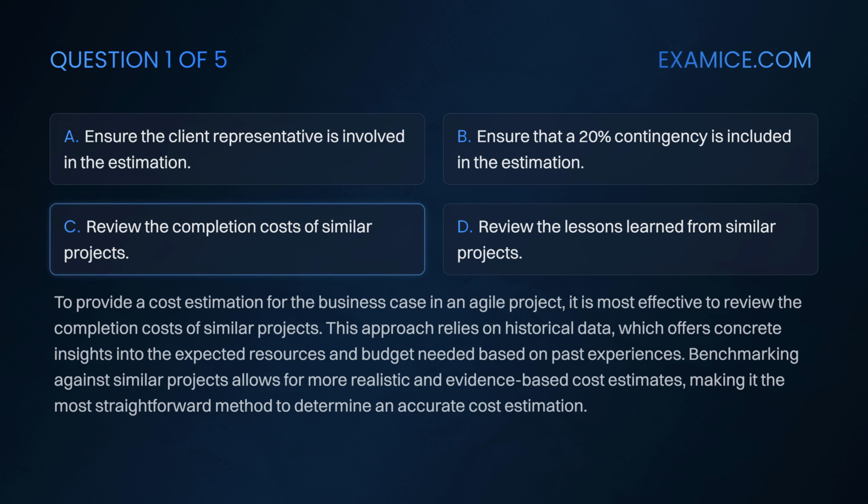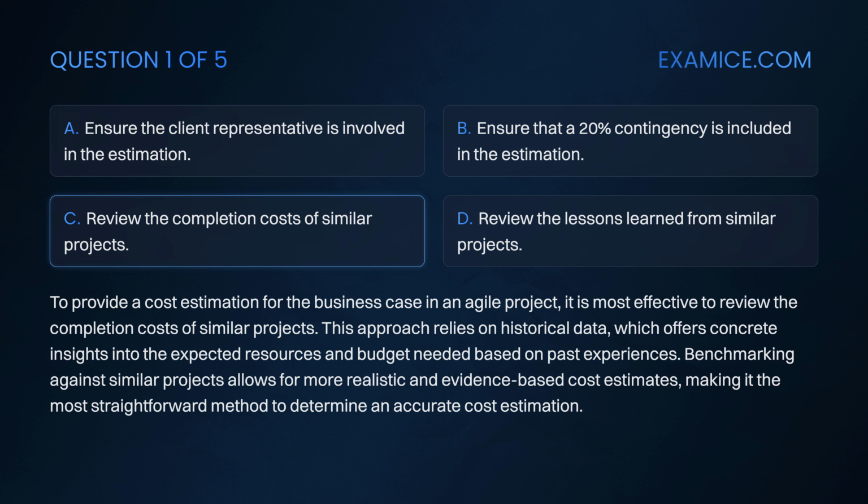To provide a cost estimation for the business case in an agile project, it is most effective to review the completion costs of similar projects. This approach relies on historical data, which offers concrete insights into the expected resources and budget needed based on past experiences. Benchmarking against similar projects allows for more realistic and evidence-based cost estimates, making it the most straightforward method to determine an accurate cost estimation.